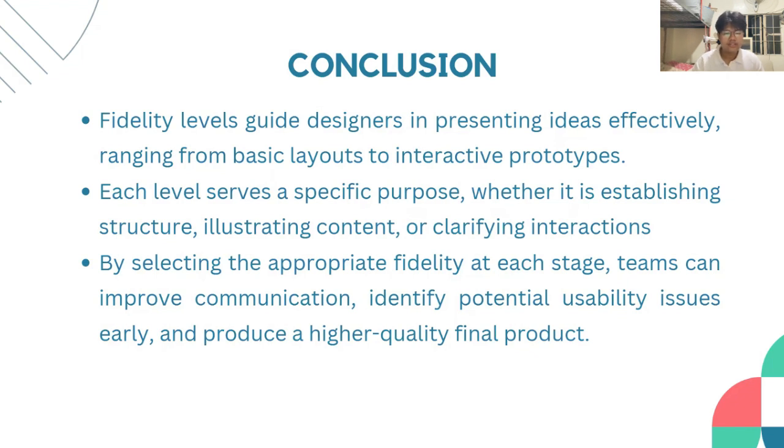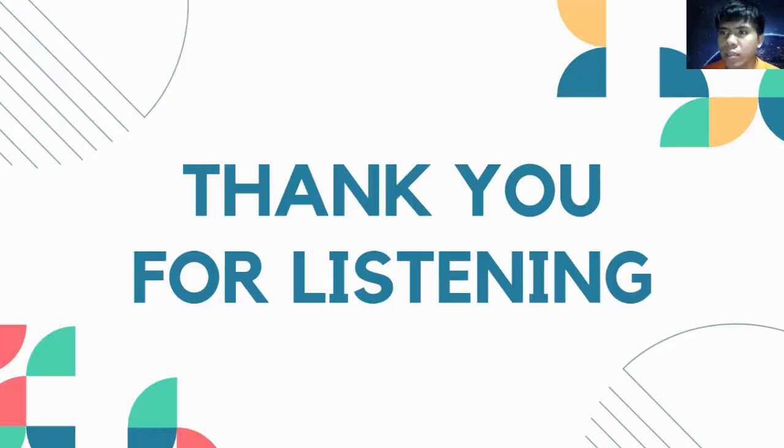So for the third one, by selecting appropriate fidelity at each stage, teams can improve communication, identify potential usability issues early, and produce a higher quality final product. Using the correct level at the right time, it helps team communicate better, find problems easily, and create a better final product. And that's all.